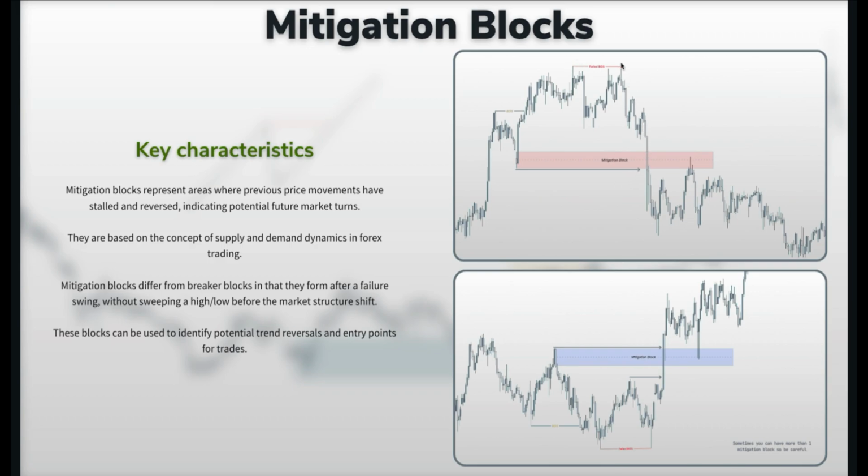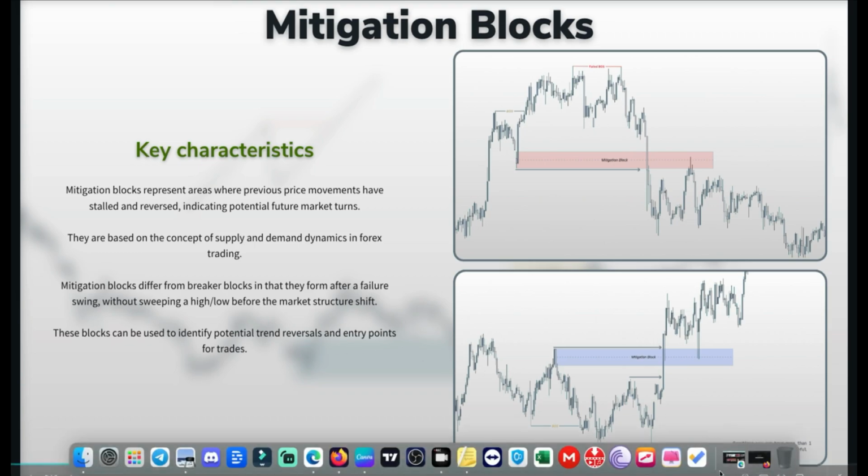Okay, so let's say in this example, if there was a candle that had closed above this high and then caused a change of character, some people would have said, okay, then this was a sweep. But personally, I prefer wicks, just wicks that sweep over previous highs. But again, that's just me. These blocks can be used to identify potential trend reversals and entry points for trades.